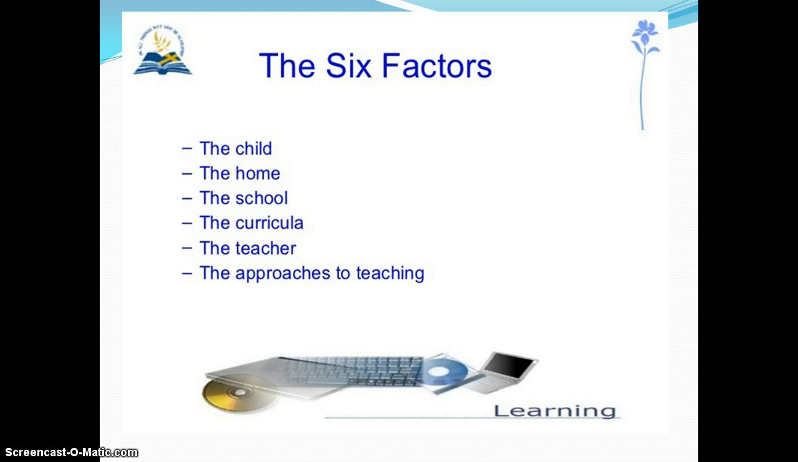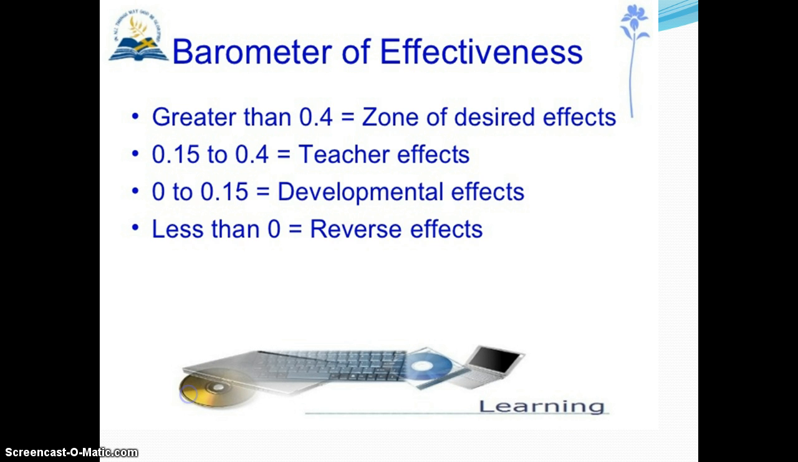So what John Hattie did is looked at these different things that can affect a student's success and look at which ones have the biggest impact on that success. And he uses the barometer of effectiveness and gave each of the zones a particular number to show which had the greater effect. And anything larger than 4/10 was shown to be an area that had a zone of desired effect.